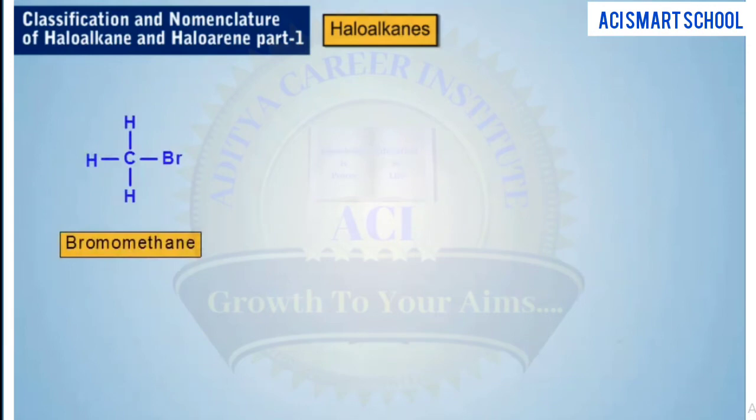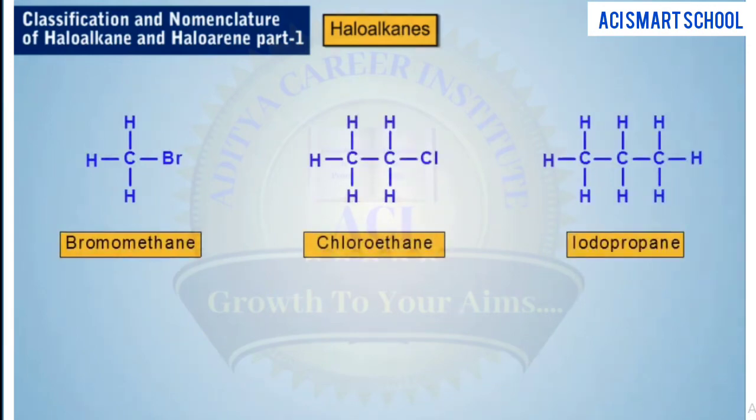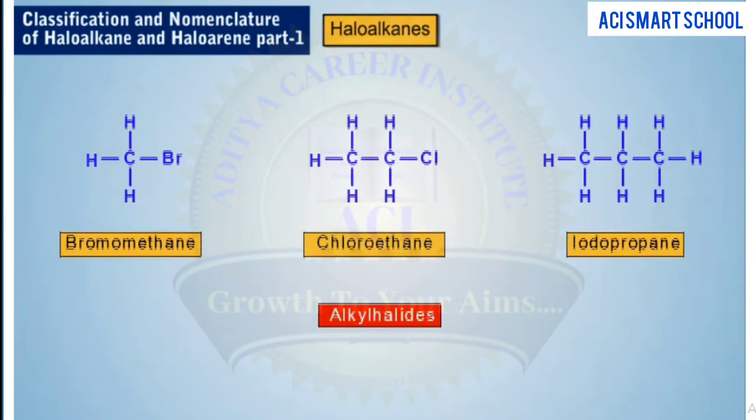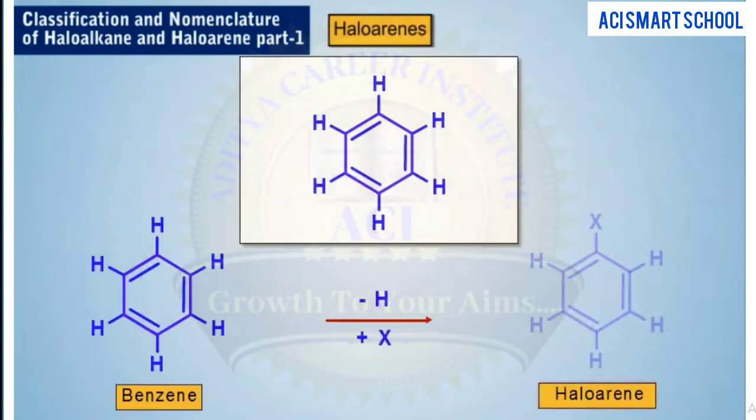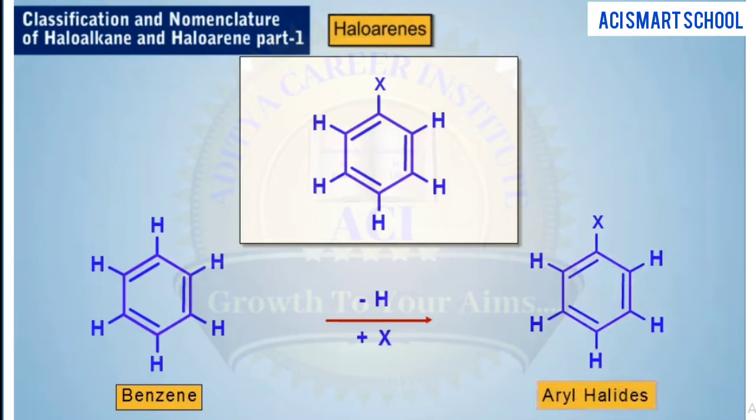Some typical haloalkanes are illustrated here. This class of compounds is also called alkyl halides. Haloarenes are formed when a hydrogen atom in an aromatic compound, such as benzene, is replaced by a halogen atom. These compounds are also called aryl halides.